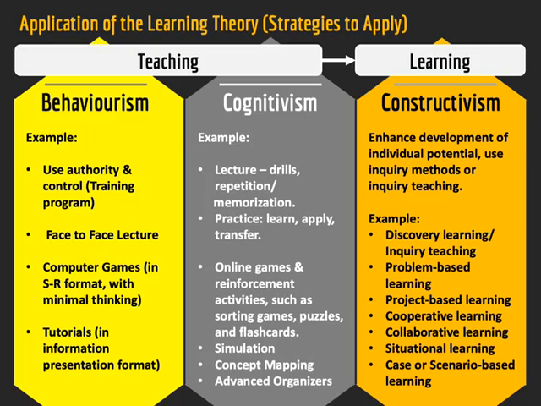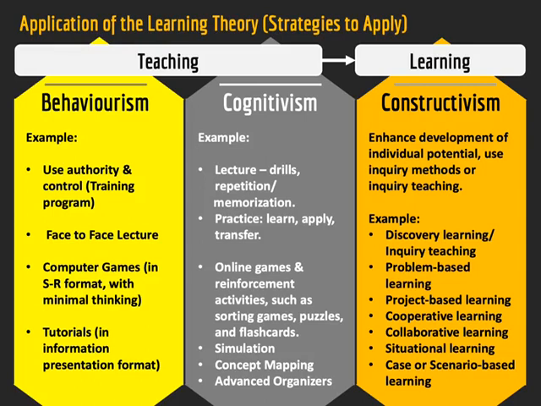Among the examples of the application of the behaviorism learning theory are use of authority and control, for example, in the training program, face-to-face lecture, computer games in stimulus and response format with minimal thinking, and also tutorials in information presentation format.